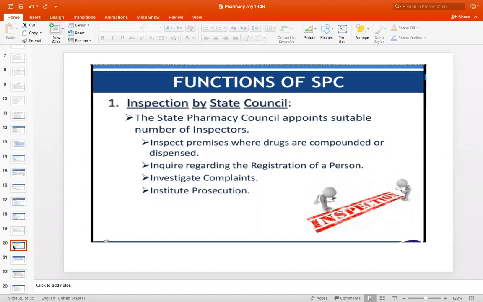So what are the functions of a DI? You might have studied this already as drug inspector. What are the functions? The same is written here. Inquire regarding the registration of the person, investigate complaints, institute prosecutions. So all these are the functions of the State Pharmacy Council.